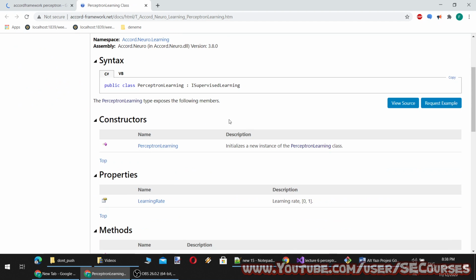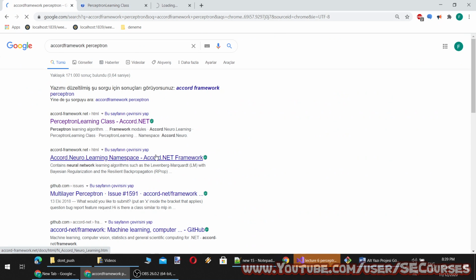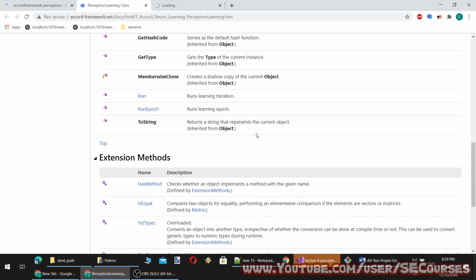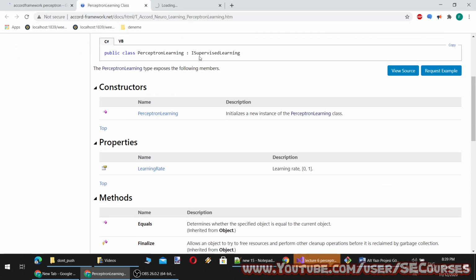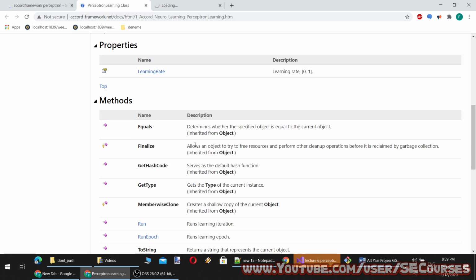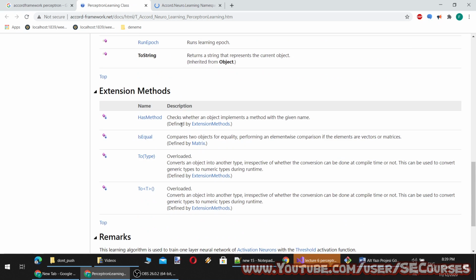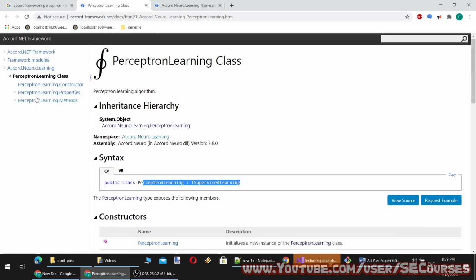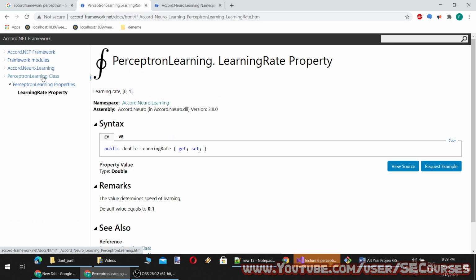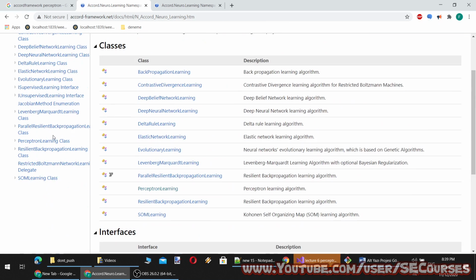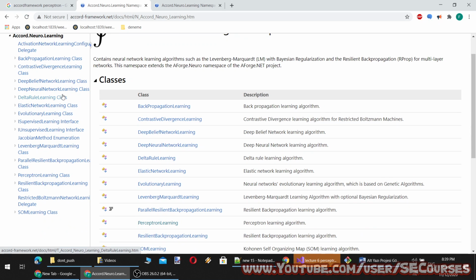Perceptron. Okay, so there is Perceptron learning class, and there is also neuro learning namespace. Let's read their library details. So this is supervised learning. Actually, it inherits supervised learning as expected. There are the methods, constructor, properties, and okay, this is the class I need. An example of Perceptron learning.